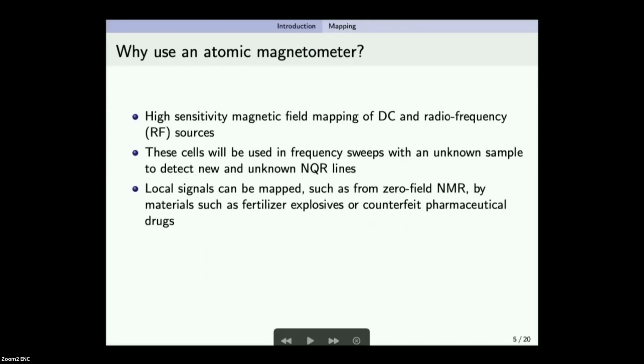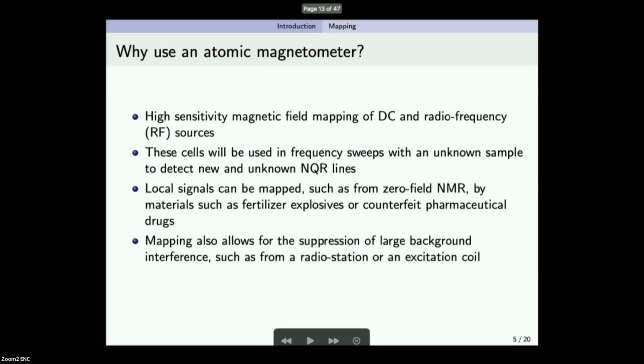As we've done before, you can detect local signals from zero-field NMR, NQR, from things like explosives and counterfeit pharmaceuticals. I know TSA even has an interest in it as well, because it's not invasive and it doesn't rely on a metallic or magnetic source. You can do non-magnetic detection as well. And it's great for suppressing large background noises, like common mode interference, like from a radio station, as we've done in the past. We do the unshielded work.